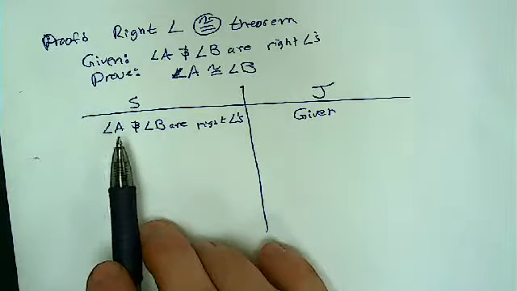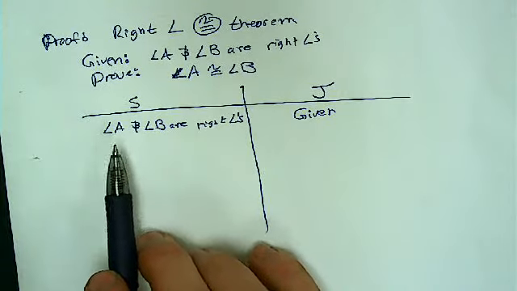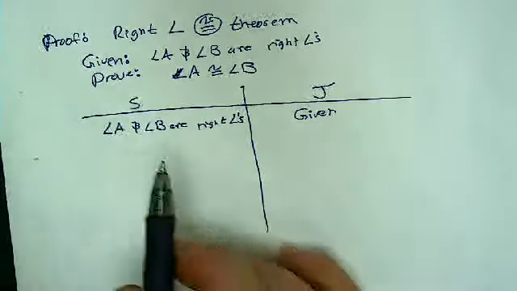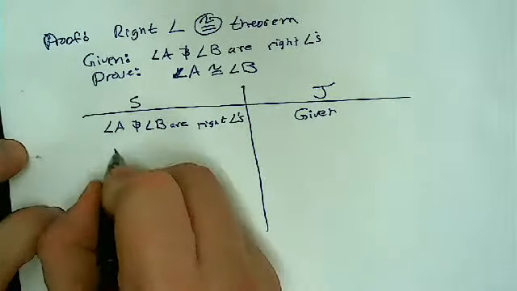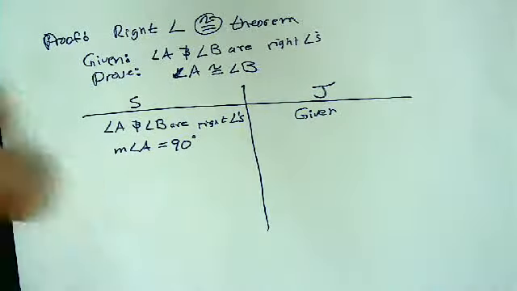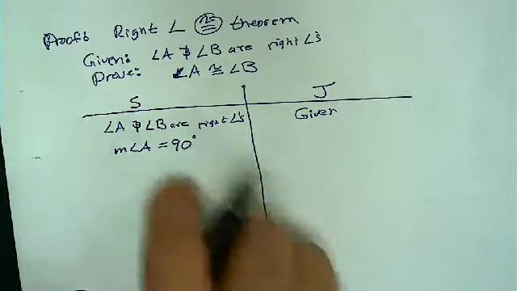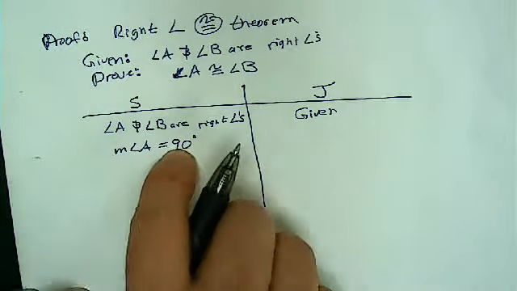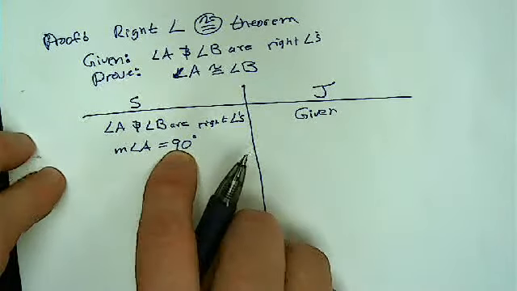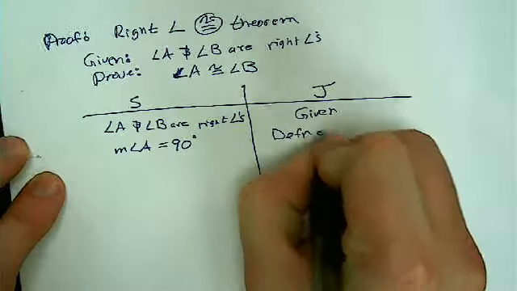Okay, now, if angle A is a right angle, what do I know about it? 90 degrees. The measure of angle A must equal 90 degrees. Now here's the question. Why? Metaphorically, what flight am I taking to go from angle is right to its measure is 90? That's the definition of right angle.